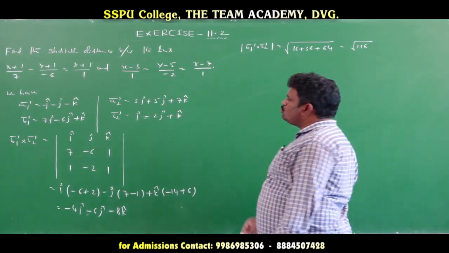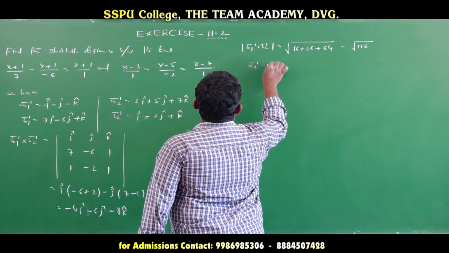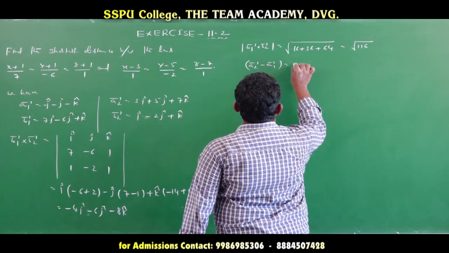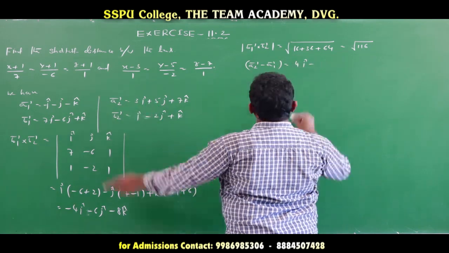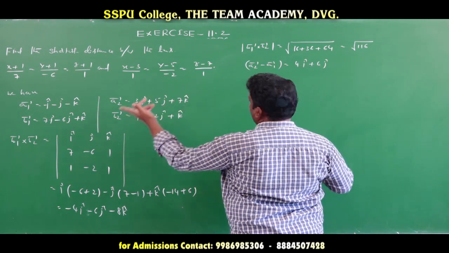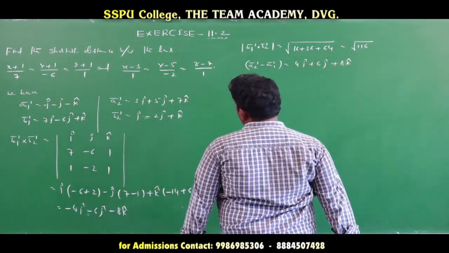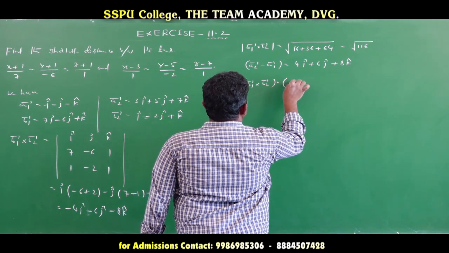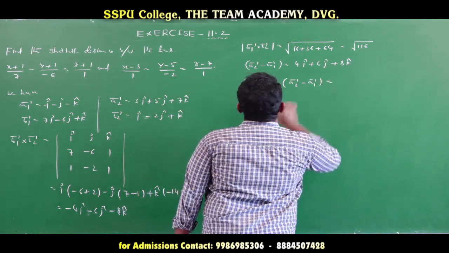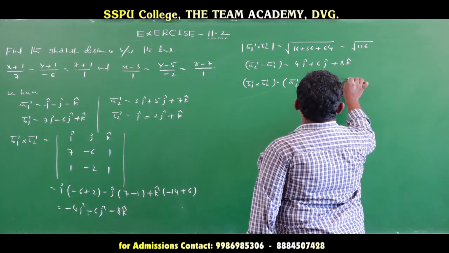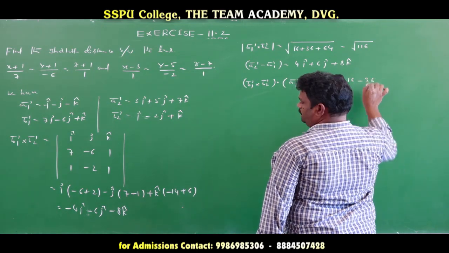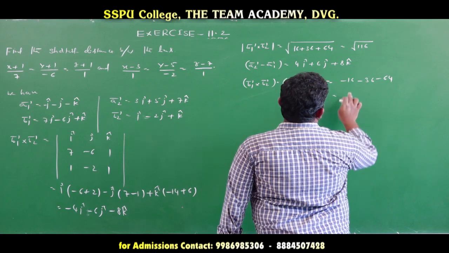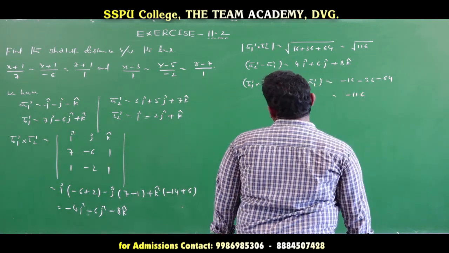Next, a2 bar minus a1 bar is equal to the difference of these two: 3 minus 1 is 4 i cap, 5 minus minus is plus 6 j cap, 7 plus 8 k cap. So this is a2 bar minus a1 bar. Then b1 bar cross b2 bar dot a2 bar minus a1 bar is the dot product of these two. So minus 4 into 4 is minus 16, next minus 36, next minus 64. Totally minus 116.